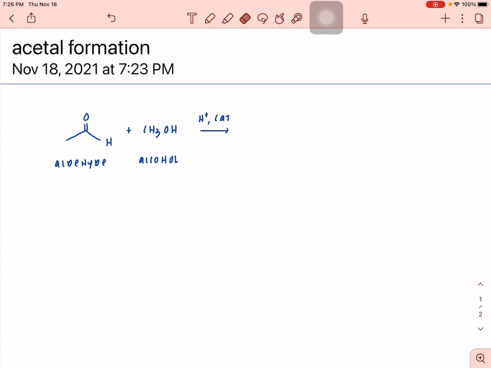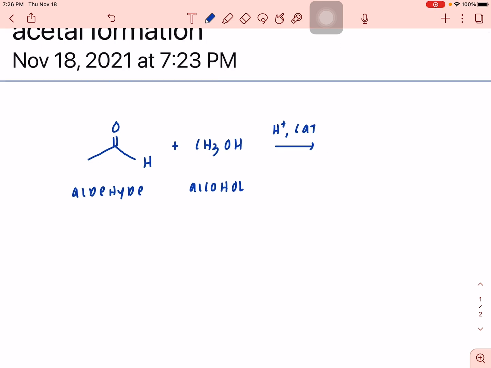Okay, so in this video I'm going over acetal formation and then also the backwards of that reaction, because when forming acetals the reaction can go in equilibrium. So we're going to do it both ways. We start with an aldehyde and an alcohol, and this reaction has to be catalyzed by something.